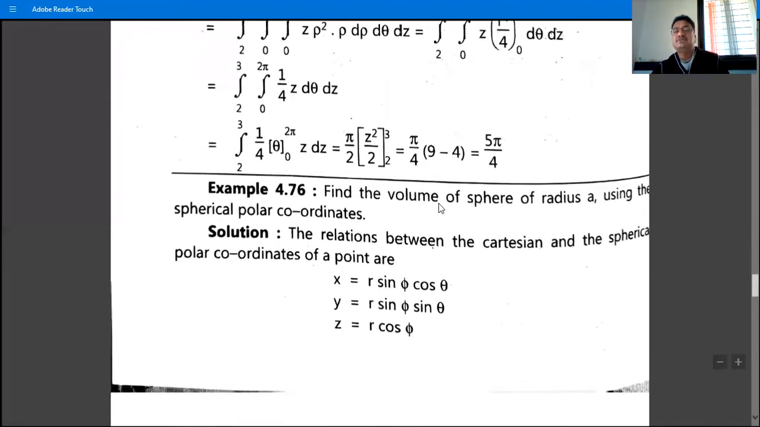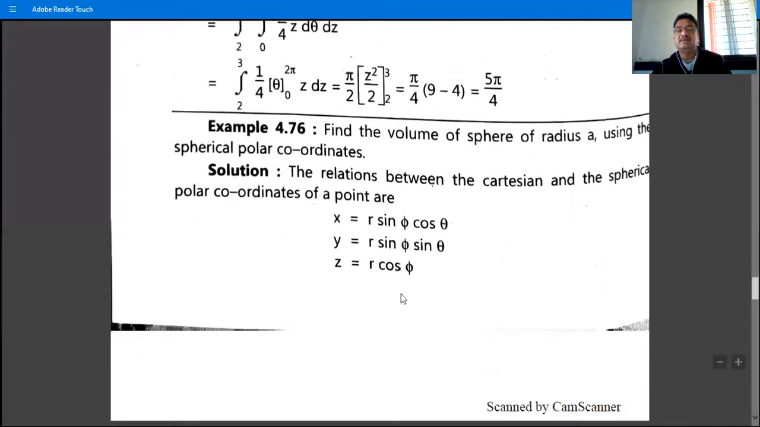And the volume of a sphere of radius a using the spherical polar coordinates. These are the spherical polar coordinates.